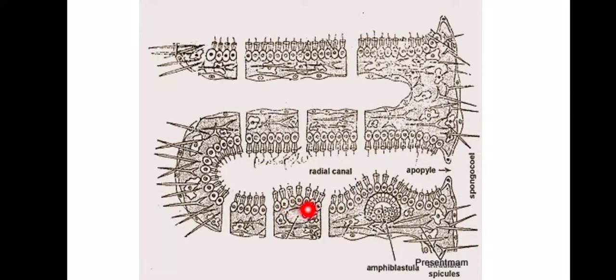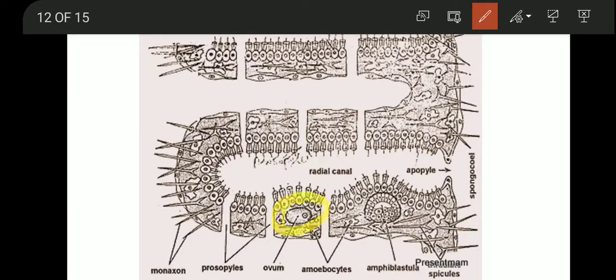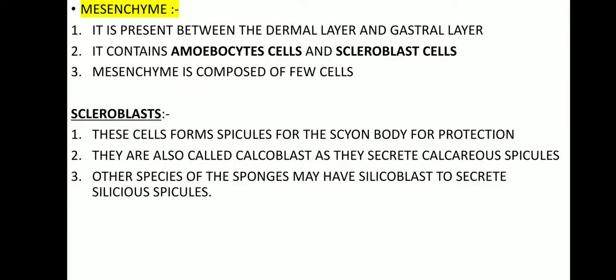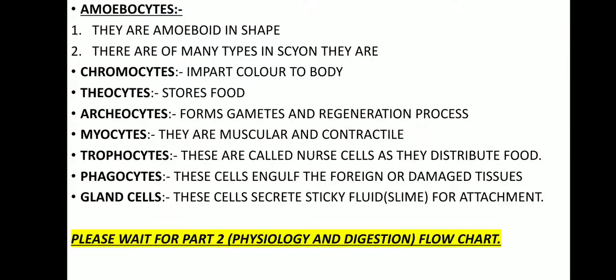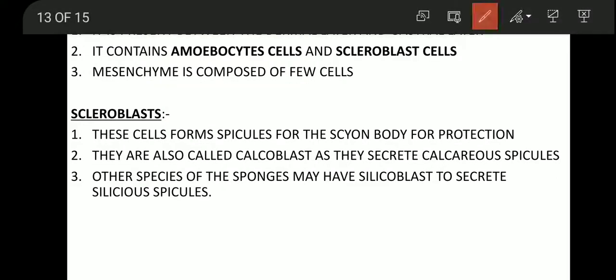You see here ovum is present, it is a female reproductive thing. So we find ovum here, we find amphiblastula, that is some larval stages. We'll discuss that in a further video. We also find food vacuoles and much more. We also find some cells, that is amebocytes and scleroblast cells. Please don't confuse. If you have any confusion, please let me know in the comment section.